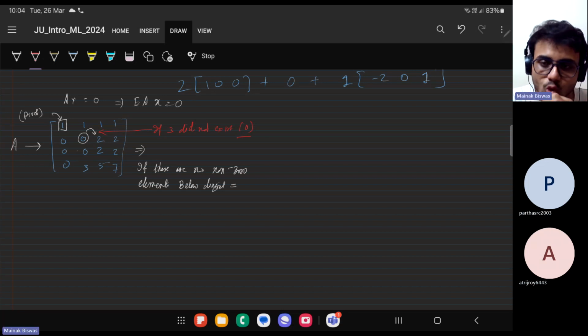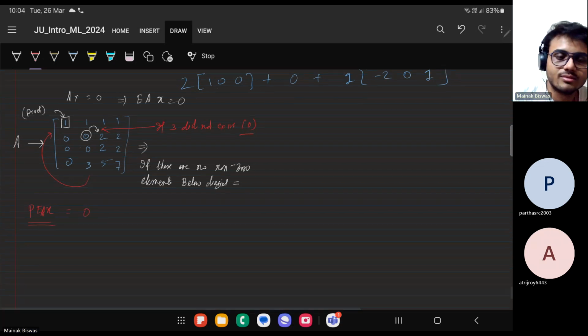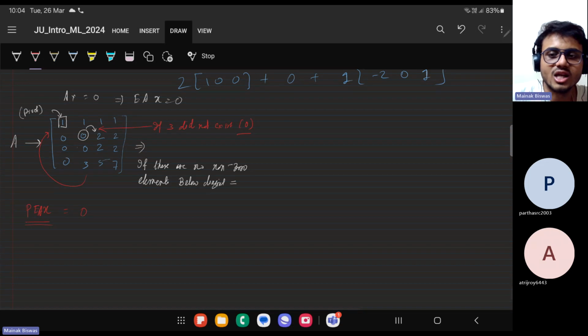So if they do exist, then I'll shift up. Then I will do a permutation. Again, with permutation matrices, PAX will still be 0, right? It doesn't matter if I change rows because I'm taking the linear combination of the columns, right?